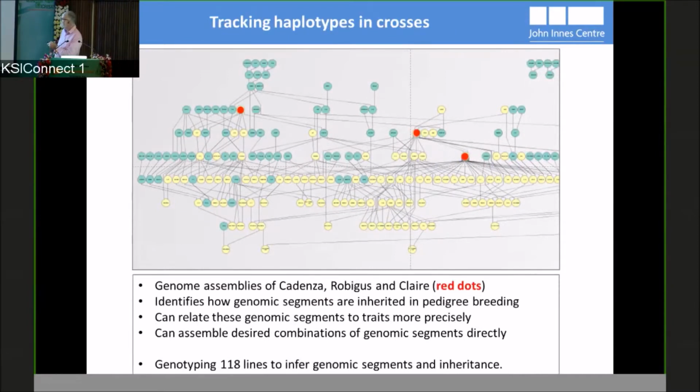We have full assembled sequence of these varieties. These are their progeny. These are all of the elite wheat line pedigrees that are currently used to generate UK breeding lines. And we're skim sequencing all of these, so we can get haplotype maps of all of them.